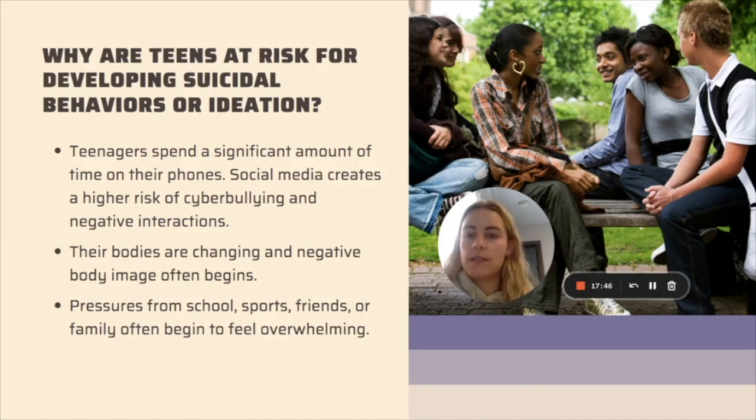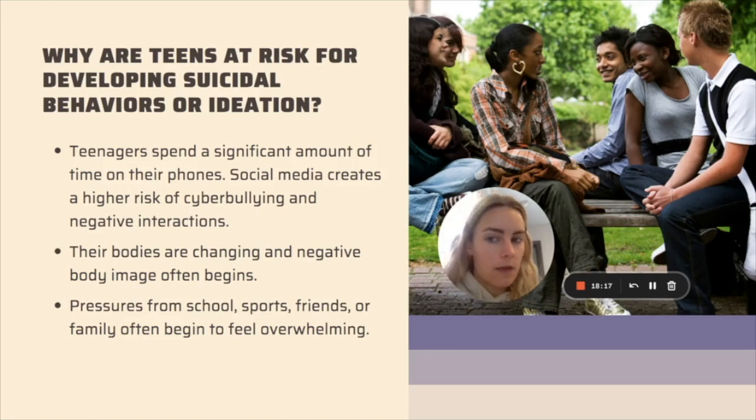So why are teens at risk for developing suicidal behaviors or ideation? As I mentioned before, we're going to get into a little bit about why teens are so at risk. Yes, this is a diagnosis that affects everyone. No one is immune to it, but there are some things that specifically make teenagers at risk for these suicidal behaviors or ideation or self-harm.